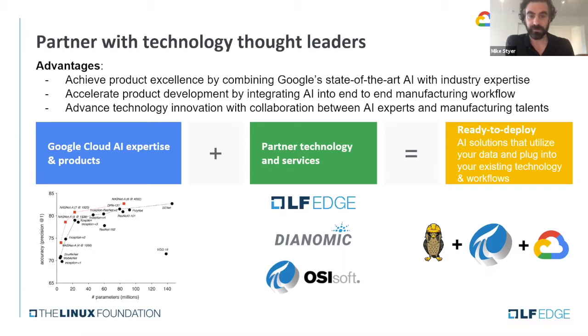So between our expertise in AI and the partner technology and services through LF Edge, Dianomic, and OSIsoft, putting all that together, we're really ready to build an AI solution that can plug into customer data, plug into existing workloads, and deliver advanced AI technology and data management tools in this sector end to end. I'm really excited about this, and I think there's a great future here, and I'm happy to be part of this and work with Dianomic, LF Edge, and OSIsoft on this project.